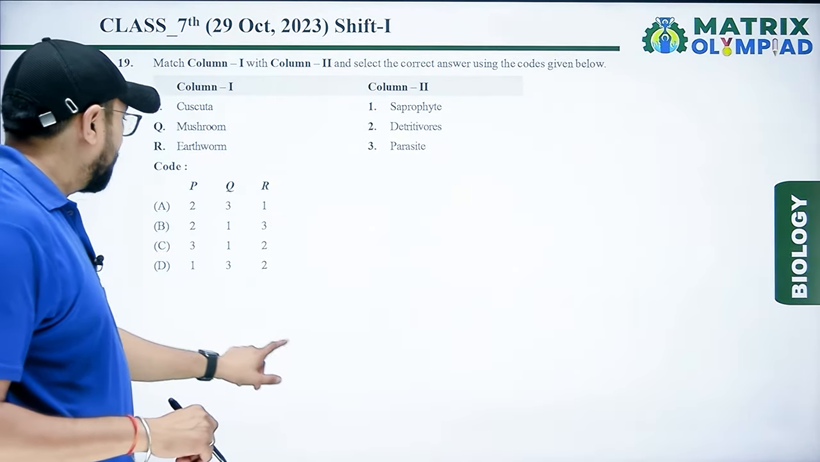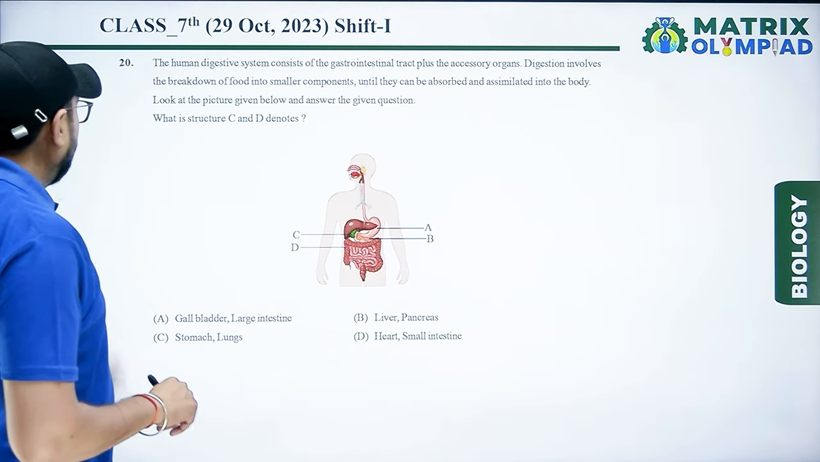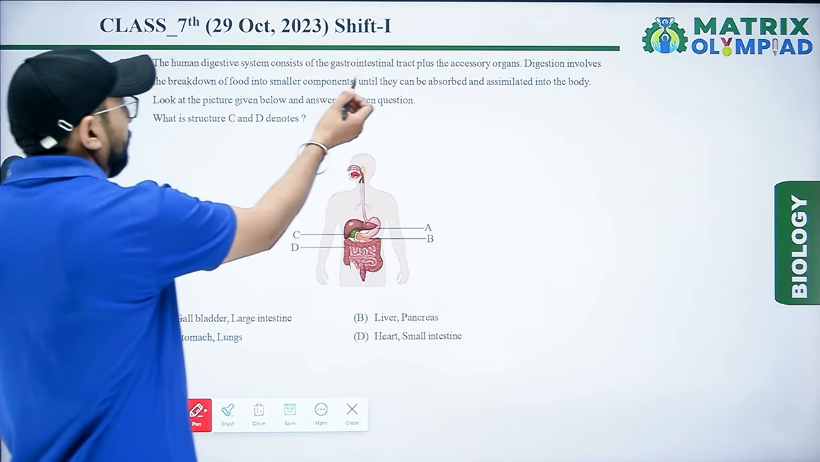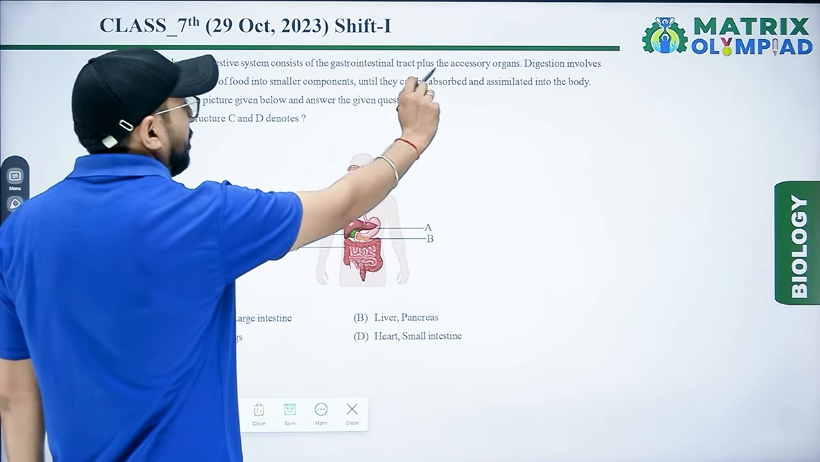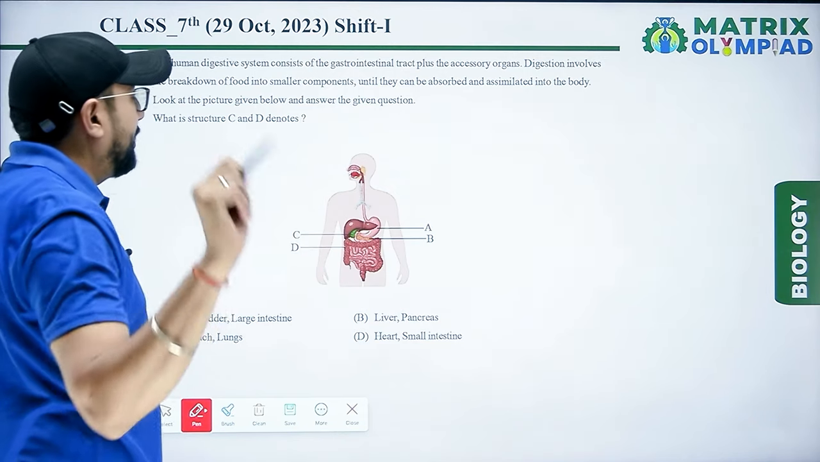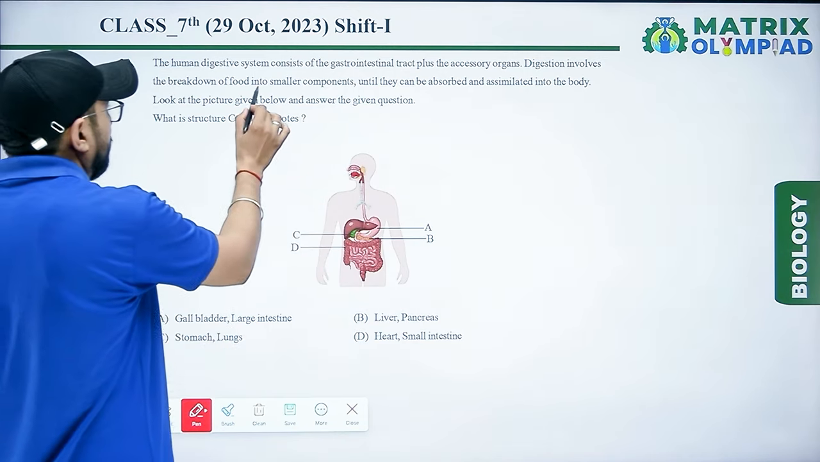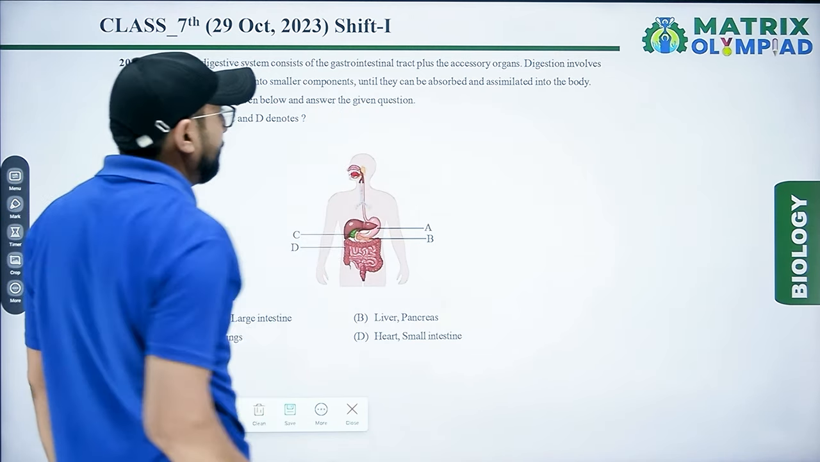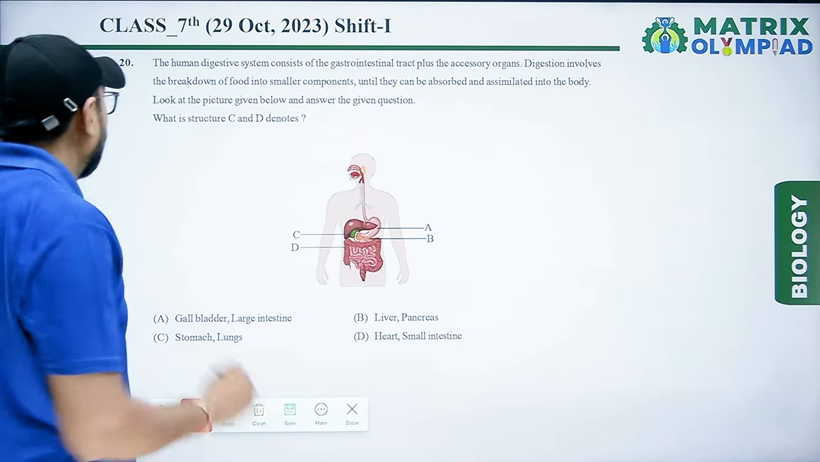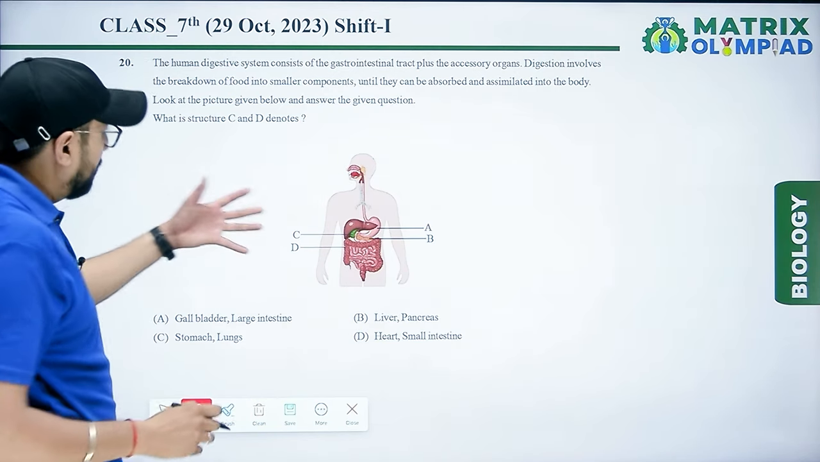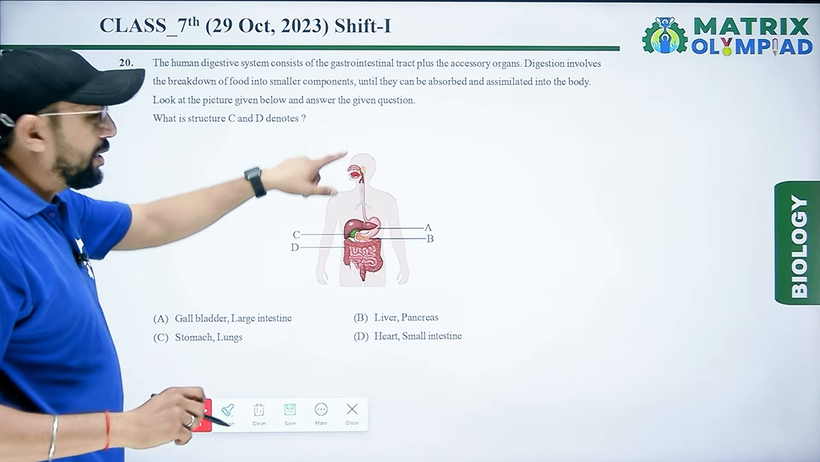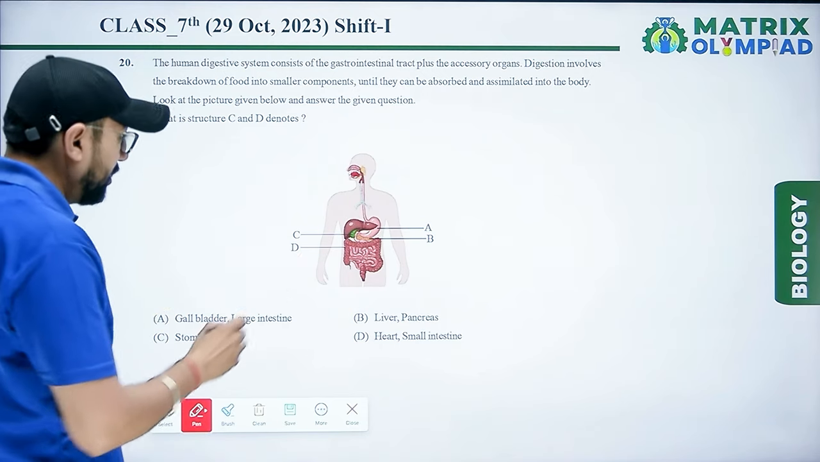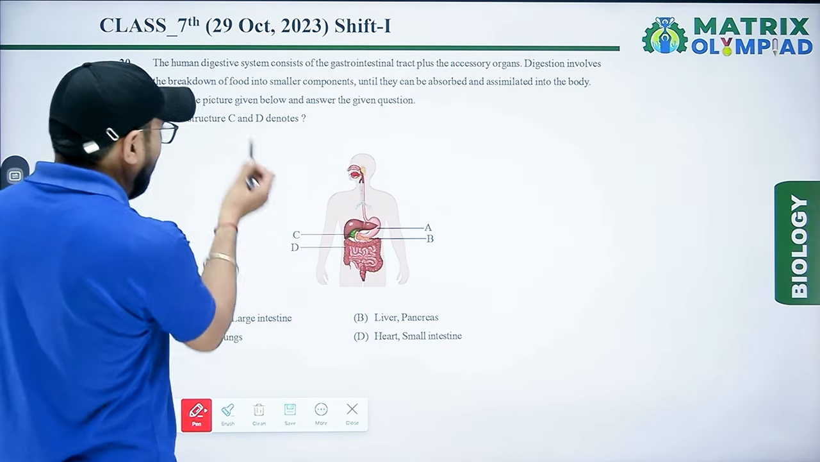Next one is a diagrammatic question. The human digestive system consists of the gastrointestinal tract plus the accessory organs. Digestion involves the breakdown of food into smaller components until they can be absorbed and assimilated into the body, right? Look at the picture below and answer the given question. What are the structures C and D? C is the green colored structure.